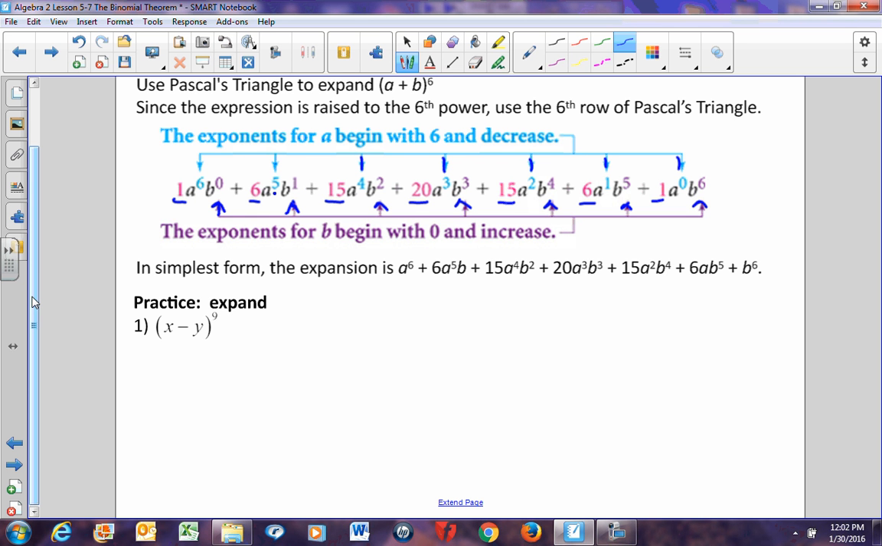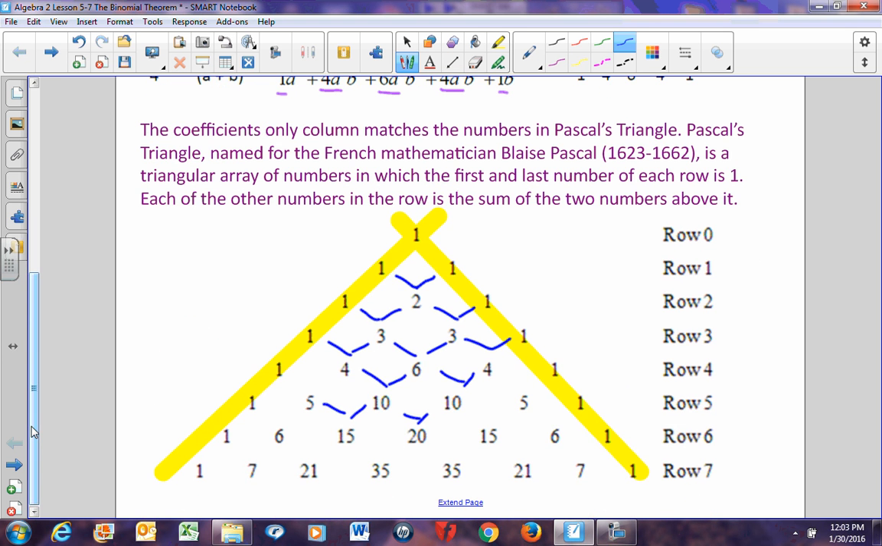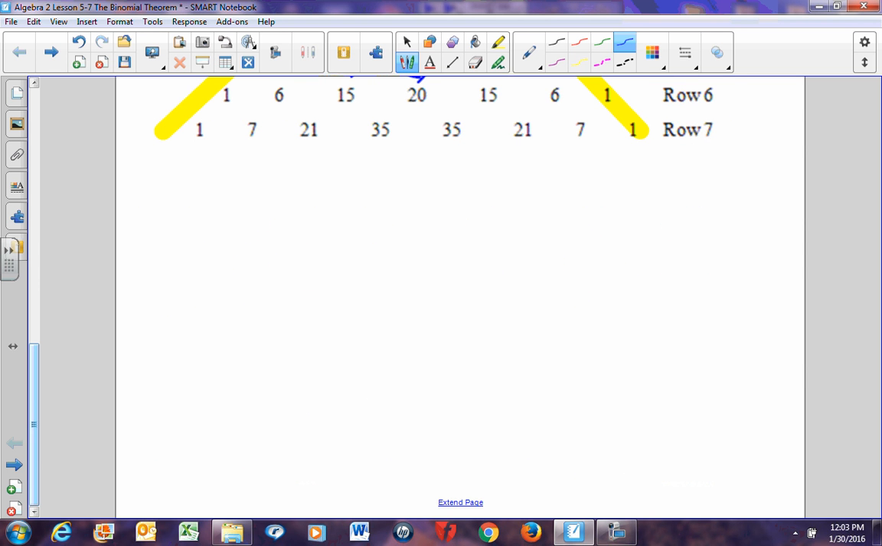So if I'm going to use this, we are using the 9th row of Pascal's triangle, and I only gave you 7 rows, didn't I? Wasn't I mean? If you go back a page, I only gave you 7 rows of Pascal's triangle. But we can expand it, can't we? We know that this is a 1 here, and we know that this is a 1 here.